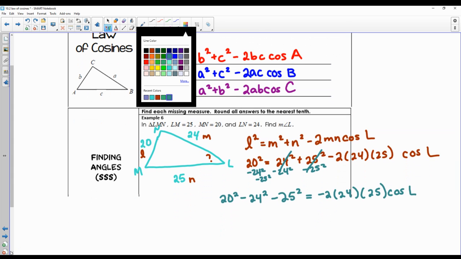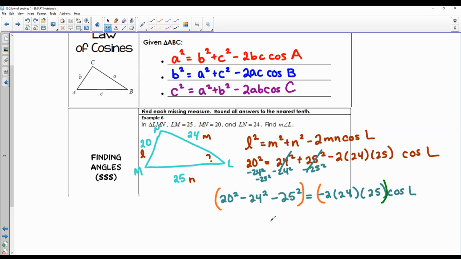All right, now let's go ahead and do this problem. So you are going to actually put this into your calculator. And I just changed colors again. So we're going to do 20 squared minus 24 squared minus 25 squared. And I have a negative 801 right there. That is going to equal, over here, I'm going to do my negative 2 multiplied by 24 multiplied by 25, which is negative 1200. And then that is still multiplied by the cosine of angle L right there.